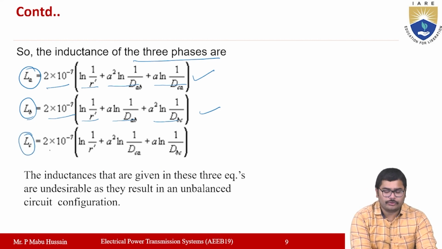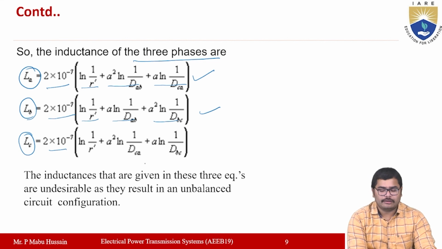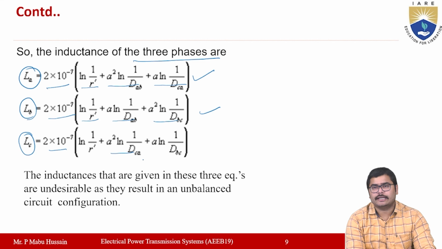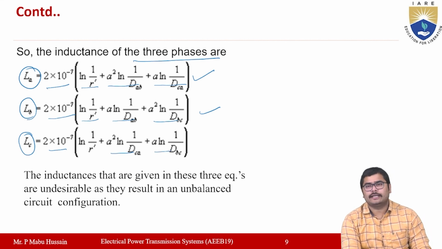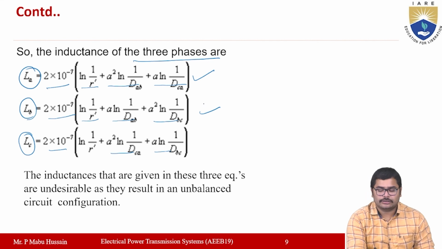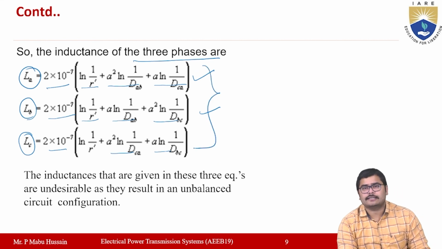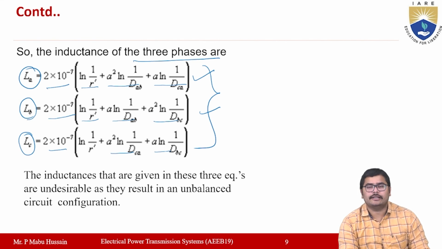So that value will be equal to 2 into 10 power minus 7 ln 1 by r dash plus a square into ln 1 by dca plus a into ln 1 by dbc. Okay, so these are the inductance equations for each phase in a three-phase asymmetrical transmission line. As you know, asymmetrical transmission line means the spacing between the conductors is not the same.